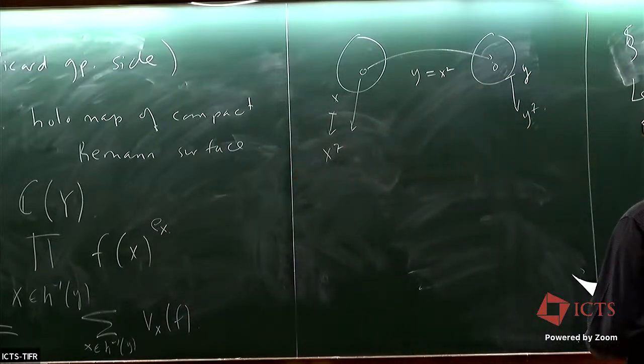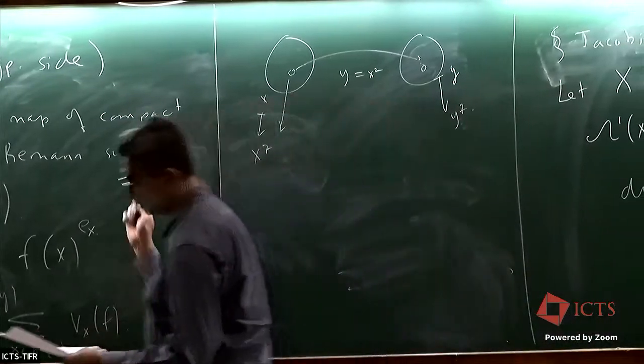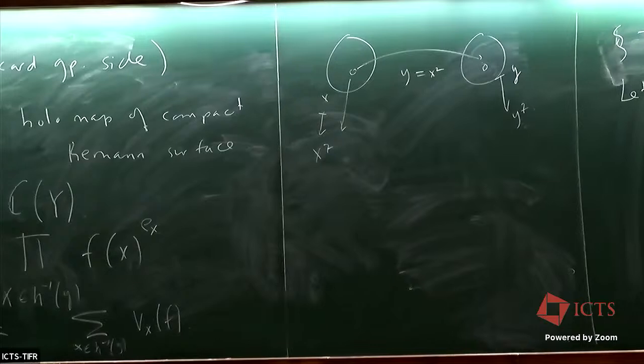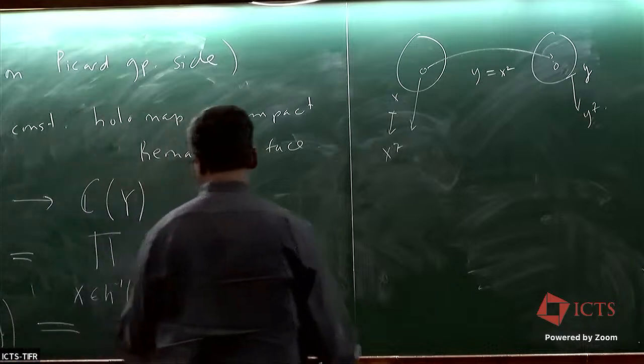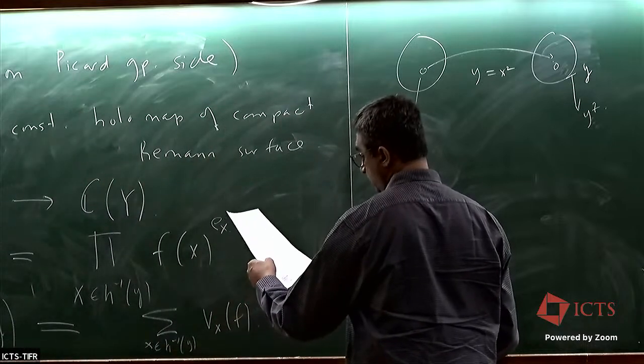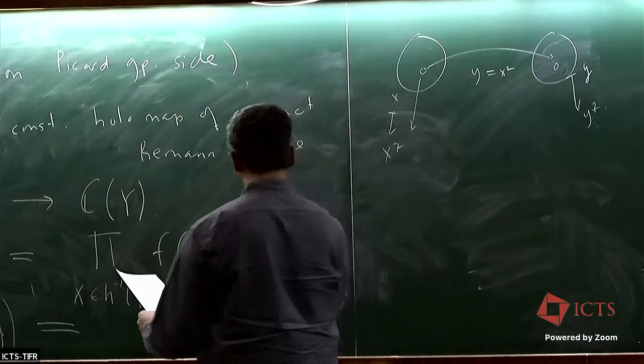0 goes to 0, but that's just in y, it's just y goes to y to the 7. So the order of vanishing doesn't change under this. This is the way I justified it to myself. Please tell me if I'm doing something stupid. Okay, then we have this formula. So based on this formula, we now, so let me just summarize this.